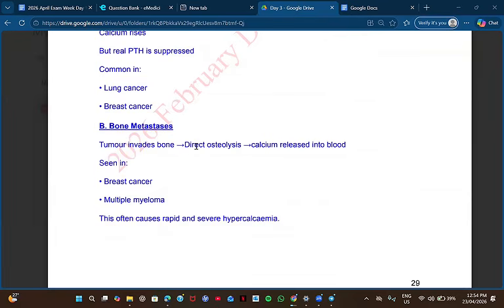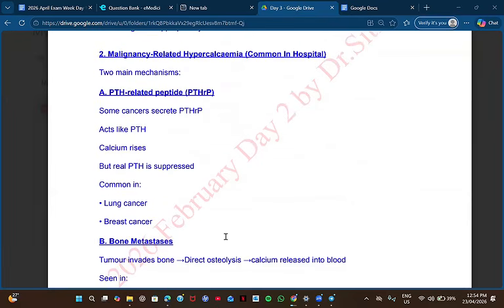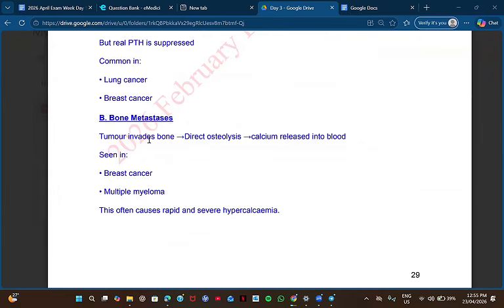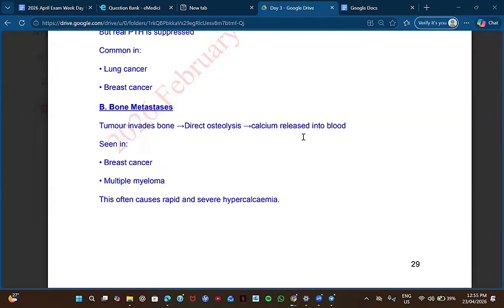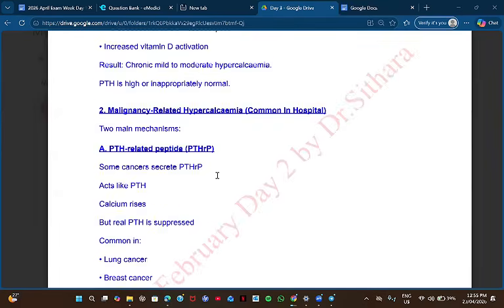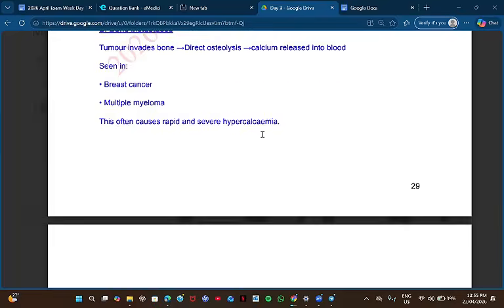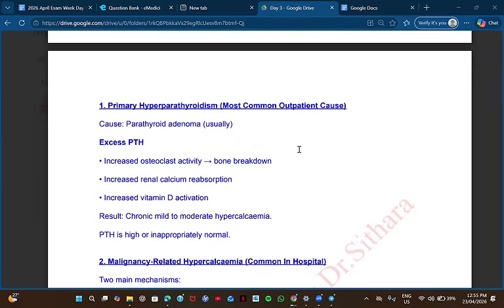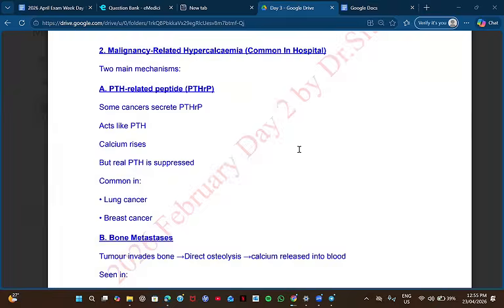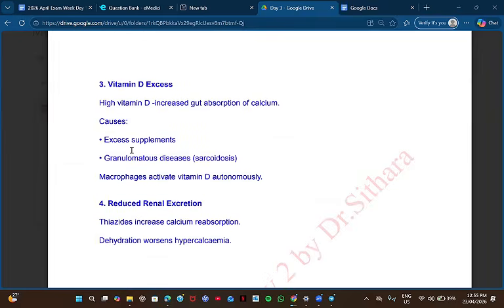Okay, the other mechanism from these malignancies is bone metastasis. If these tumors metastasize to bones, then there can be direct osteolysis, and because of that, calcium is released into the blood and the calcium level increases, right? This is how malignancy-related hypercalcemia occurs. But the most common one is primary hyperparathyroidism caused by parathyroid adenoma.